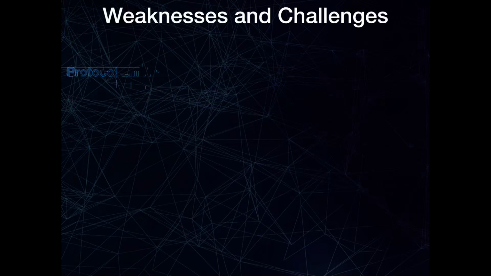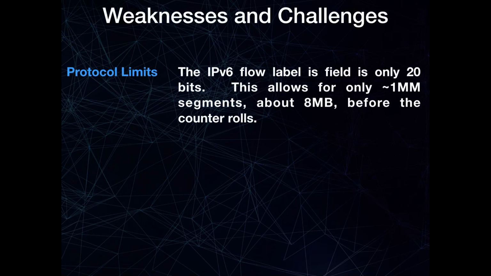Other weaknesses, protocol limitations. That flow label field is only 20 bits long. So that gives us roughly 1 million packets that we can send before that field rolls over to 0. That's about 8 megabytes. So one of the things you'd have to do as a threat actor is determine a way to track that rolling counter so that when you reassemble data at the other end, you get the same data back.